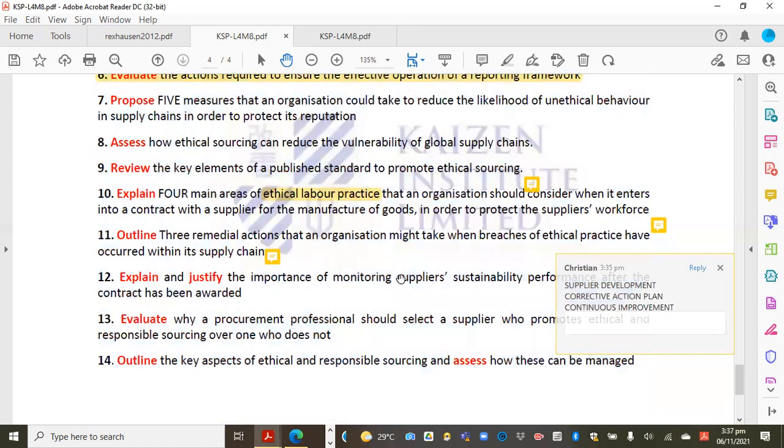Sorry, in this case, do you define sustainability? Yes, you have to. That's question 12. You have to define sustainability and talk about sustainability performance. What are we talking about? We are looking at ethics, the environment, the triple bottom line: environmental sustainability and ethical or social sustainability.